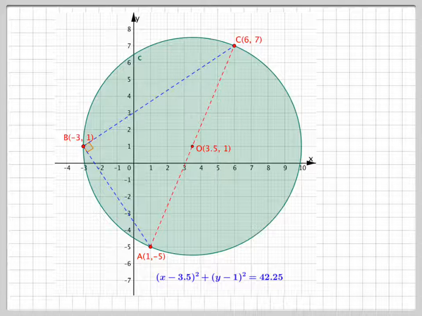This is the diameter, and here we can see this angle is a right angle, if you remember the theorem that angles in a semicircle are 90 degrees.